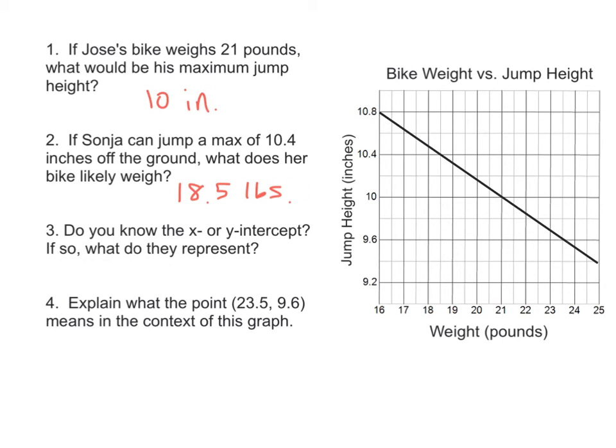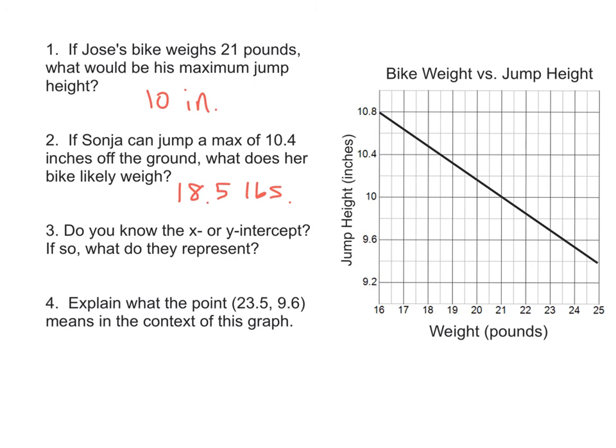All right, the next question. Let's be careful with this one. It says, do you know the x or y intercept? If so, what do they represent? Now be careful, because you might think that this is the y-intercept, but it isn't. Because a y-intercept is the y value when x is 0. Well, on our x-axis, we don't have x is 0. We have x is 16. So this is not a y-intercept here, and we can't see the x-intercept over that way. And even if we could, it wouldn't be the x-intercept, because we'd have to go down to 0 for y. So no, we do not know the x or y-intercept in this situation.